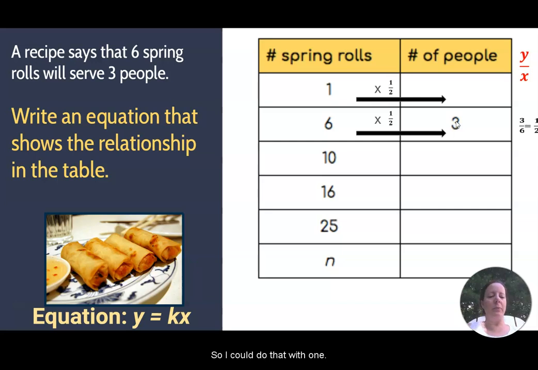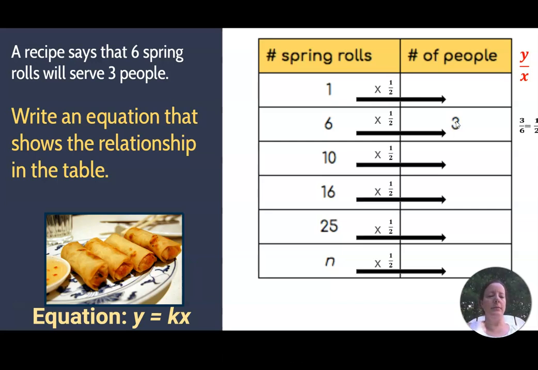So I could do that with 1. What's half of 1? I could do that with all of them. Half of whatever value x is. Now that we have all of our constant of proportionality the same, we can now just use math. So half of 1 is 1/2. We could also write 0.5. Either one is fine. They're both equivalent, so whichever is easier for you, use it.